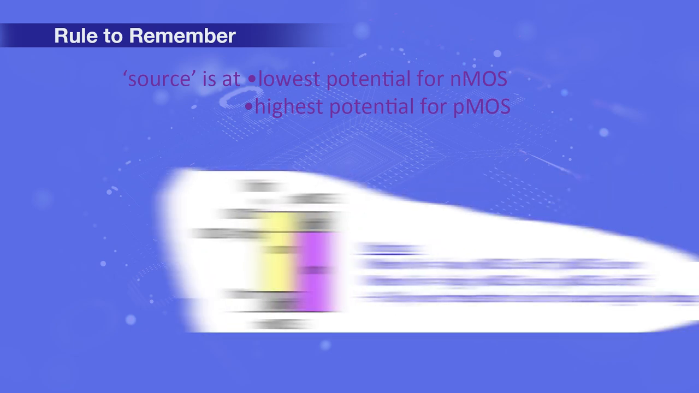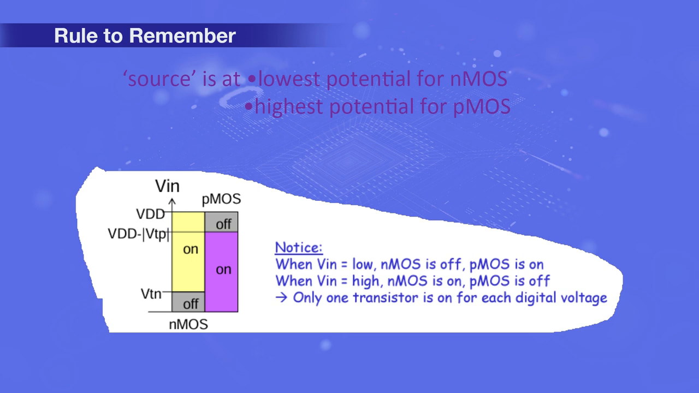What does it mean? So we are making a CMOS circuit design. The source of the NMOS will be connected to the ground if ground is the lowest potential. If it has a negative value, then it will be connected to the negative value. So always remember, for an NMOS, the source will be connected to the lowest potential, and for a PMOS, the source will always be connected to the highest potential.